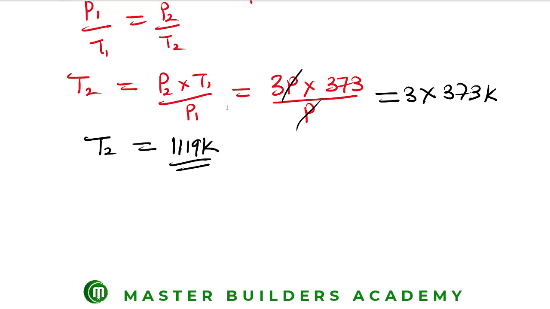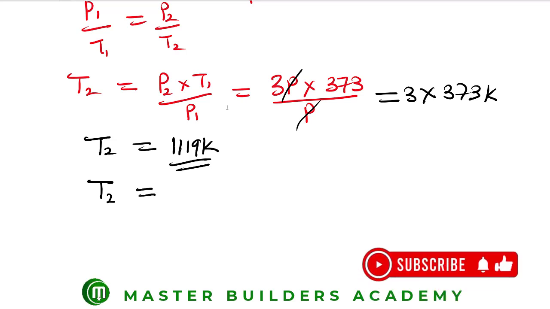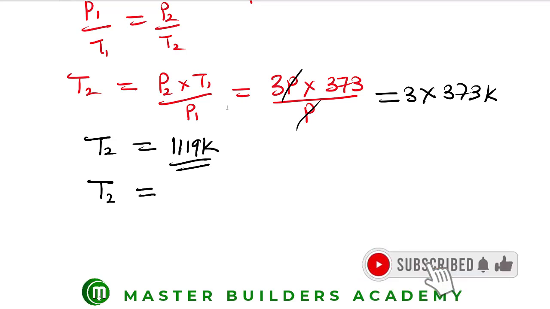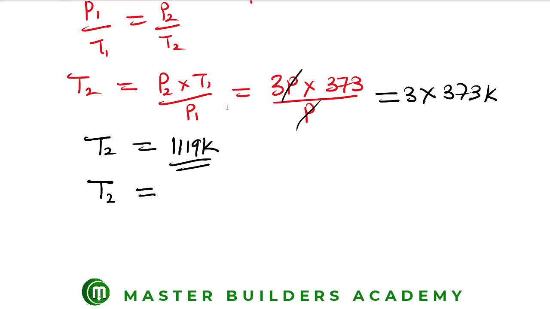But take for instance that this is an objective question, and when you check your options, you find that the result is not in Kelvin. How do I now convert from Kelvin to Celsius? It's very simple. To convert from Kelvin to Celsius, all you need to do is remove 273 from 1119. It's as simple as that.